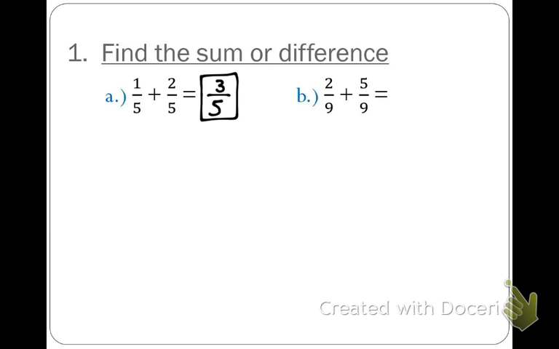Let's go to the next one. 2/9 plus 5/9. Do I have the same denominator? Yes, so I don't have to find a common denominator because it's already there. What is 2/9 plus 5/9? 7/9. Can that be reduced? No, so that's your answer.